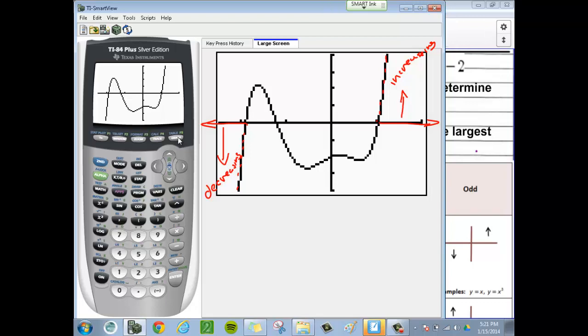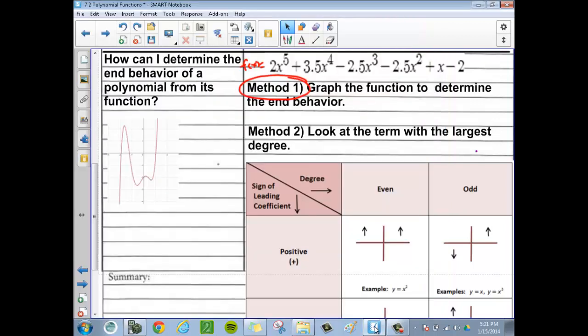Now, how can we determine that without a graph? Well, it's actually not as hard as you might think. Method 2 is just to look at the term with the largest degree. That's all you have to do. And you got to memorize a few things, but if you don't memorize it and you put it in these notes, you should be good for most situations. So we got to look at the term with the largest degree. Let's find it here.